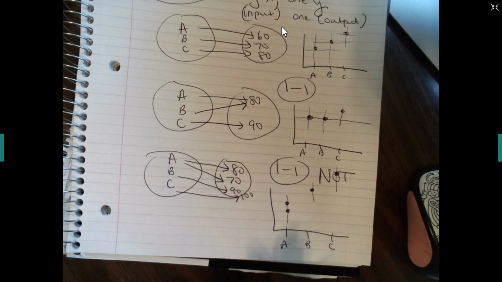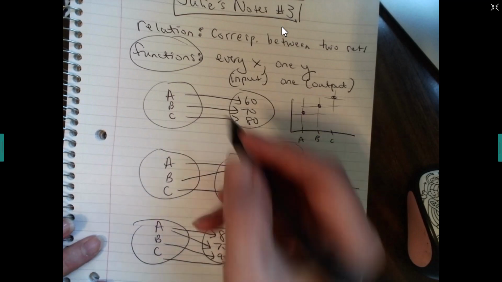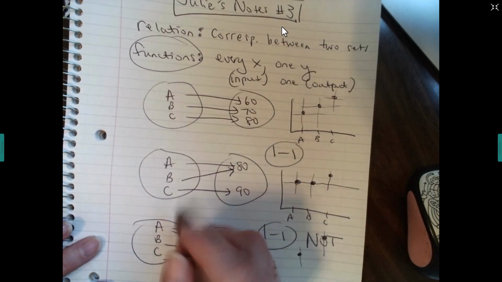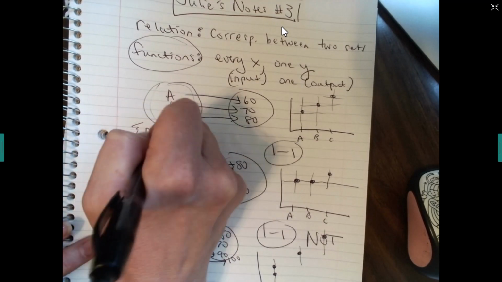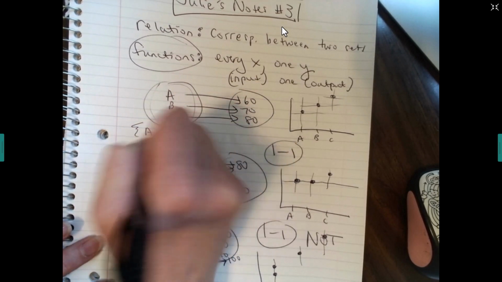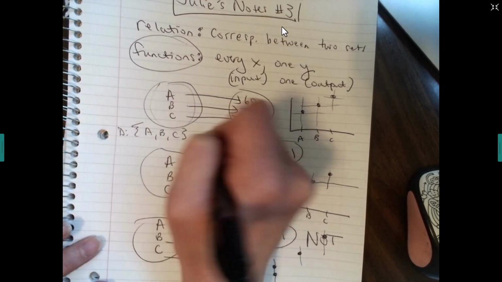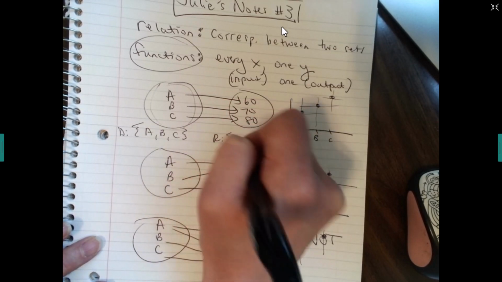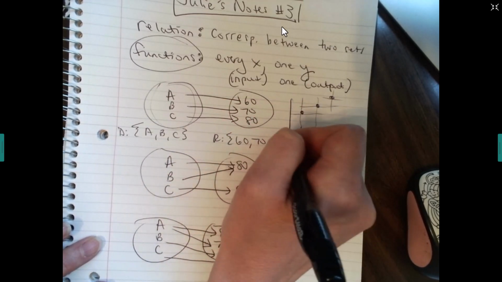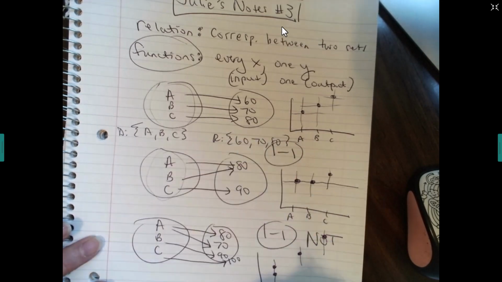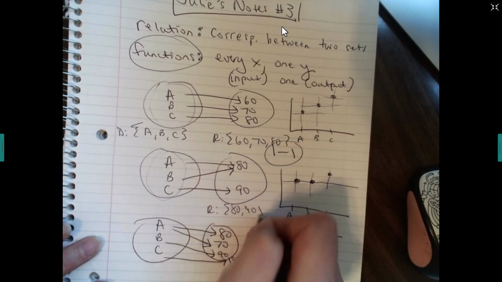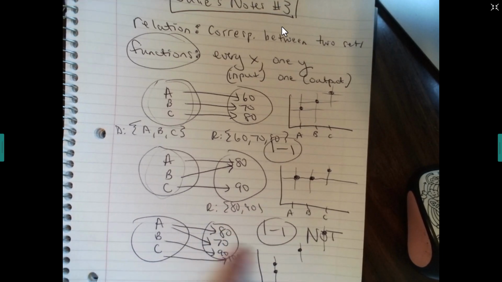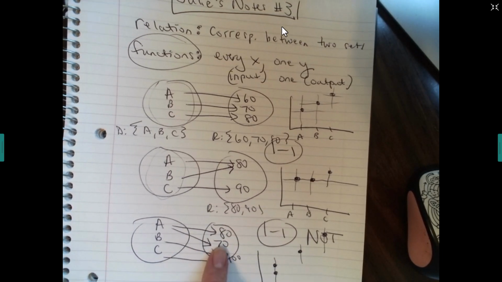Now, if something is a function, we call the input the domain and we call the output the range. So the domain here is a finite set. Sometimes it's infinite. So my domain is here, and my range are these values, 60, 70, and 80. Here, my domain is still ABC, but here my range, my output is 80, 90. And it's not infinite. I only have 2 things there. This one, you wouldn't even do domain and range because it isn't even a thing, okay?